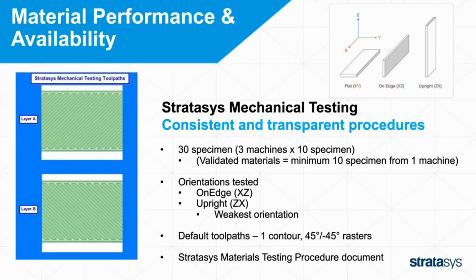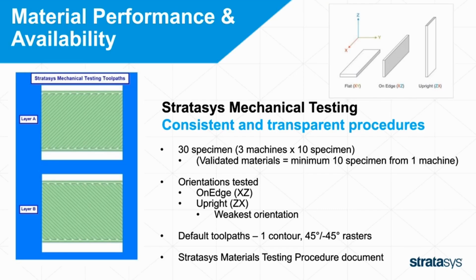At Stratasys, we have a very transparent and consistent test procedure for the mechanical testing of our FDM materials. So we have our material data sheets, which lay out a number of different mechanical properties, including tensile, compression, flex, and Izod impact, as well as physical properties such as heat deflection temperature.